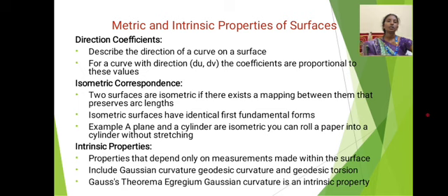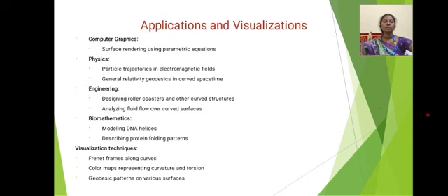Metric and intrinsic properties of surfaces. Direction coefficients describe the direction of a curve on a surface. Isometry: two surfaces are isometric if there exists a mapping between them that preserves arc length. Isometric surfaces have identical first fundamental forms. Intrinsic properties are those that depend only on measurements made within the surface.